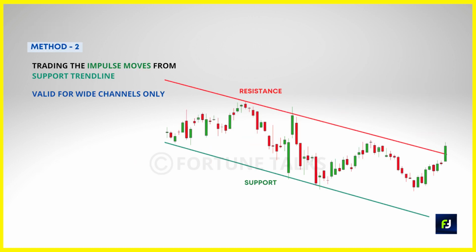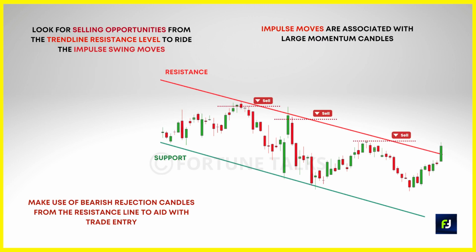Now let's look at the second method of trading the falling channel pattern. As mentioned earlier, the idea is only valid if the channel formed is wide enough. There should be enough points available between the support and resistance trend lines. Now the idea here is to trade the impulse move, or simply to trade in the direction of the existing market trend. So all you have to do is to look for selling opportunities from the trendline resistance level to ride the impulse move, because the impulse moves are associated with stronger momentum candles and you will be trading along with the market price flow.